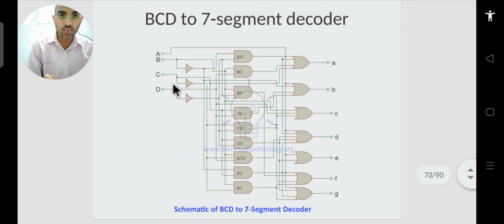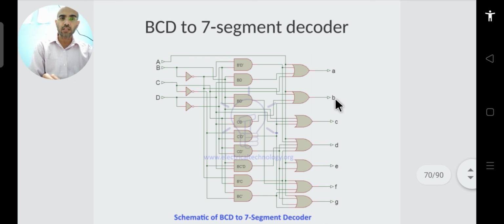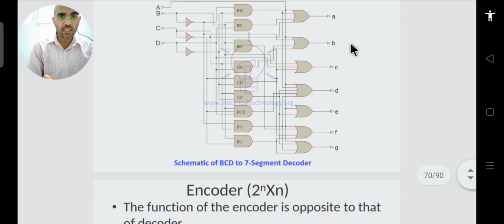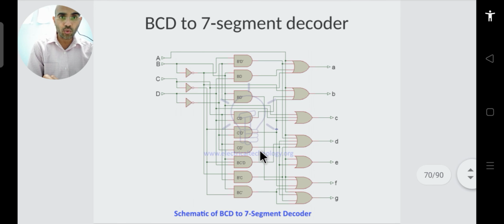So how to see this? If you want to implement C, you can verify it from this. It is difficult to verify. Again, in this slide I have taken the diagram from electrical technology org. In the previous slide also I have shown you. So this diagram is taken from there.